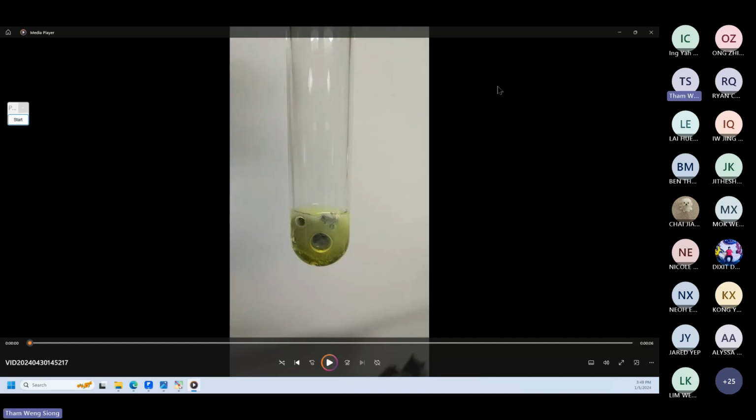Now, test for the gas. But I don't want to test for the gas. I want you guys to write down for me what you think the gas is. Tell me the observation from the expected gas. I added zinc powder to there. Suddenly, there's this. So you may say, where's the test for the gas? I want you to tell me, what do you think the gas is?